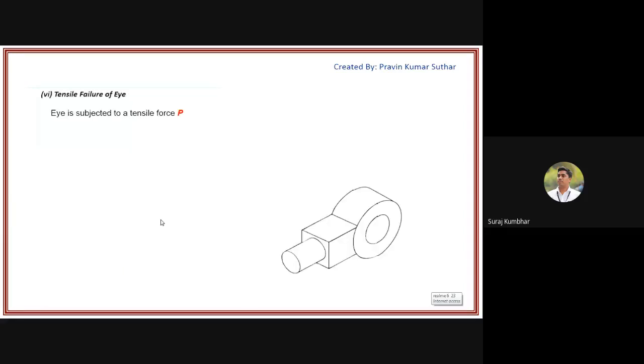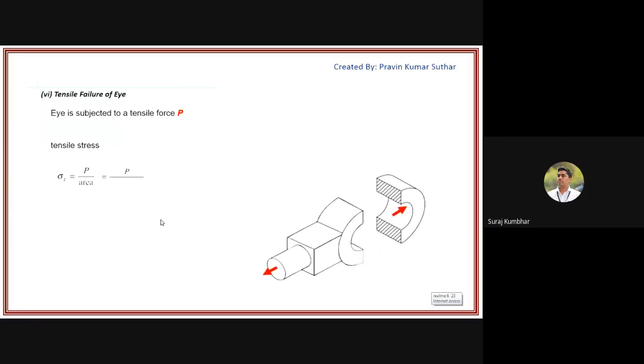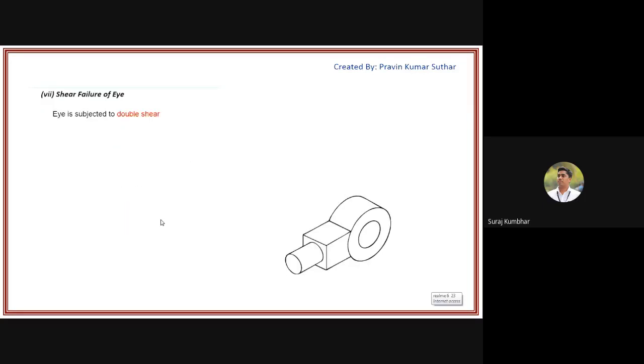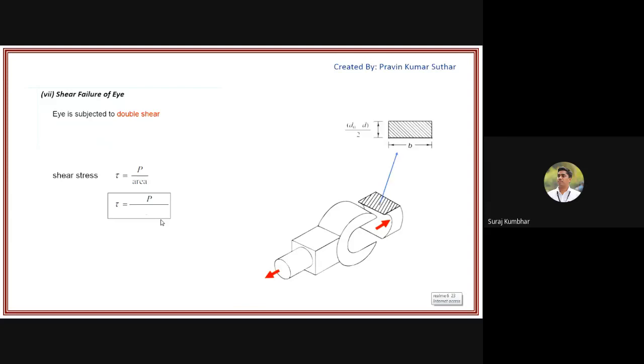Then next is the tensile failure of a single eye. Just see the animation of how it is going to fail. Likewise, the formula is B into D0 minus D, and you can find the tensile stress. Then the shear failure of an eye, which is a double shear case. It will fail like this, and then you can put the formula in shear stress.